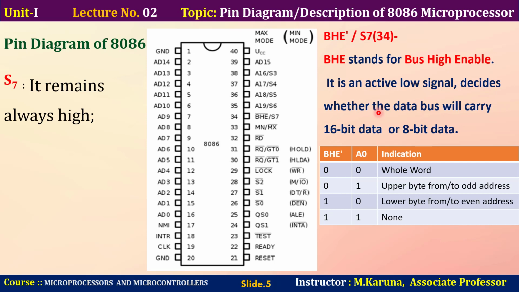In minimum mode, these pins are available. Okay, so for example, INTA available at 24. Okay, this is interrupt acknowledge pin. Whenever an interrupt request is generated, then the microprocessor generates acknowledgement signal as a response to that interrupt.